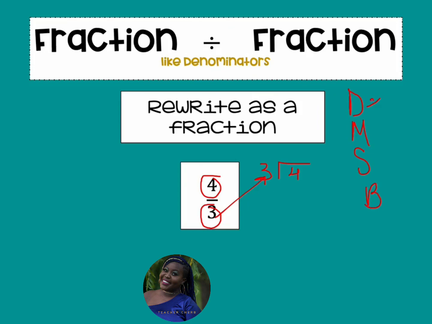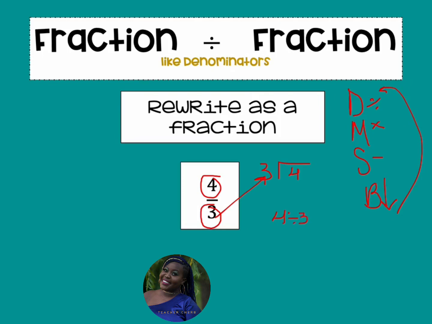The D stands for division. The M stands for multiplication. The S stands for subtraction. The B is you're bringing it down or bringing it back. We'll learn about what we're bringing down versus what we're bringing back in another lesson. So we're going to divide first.